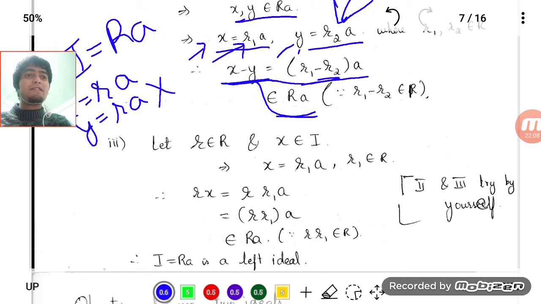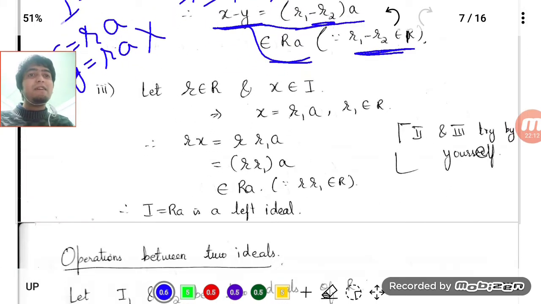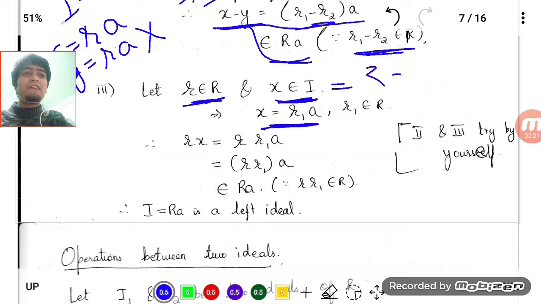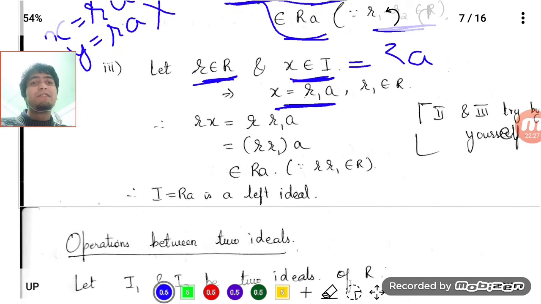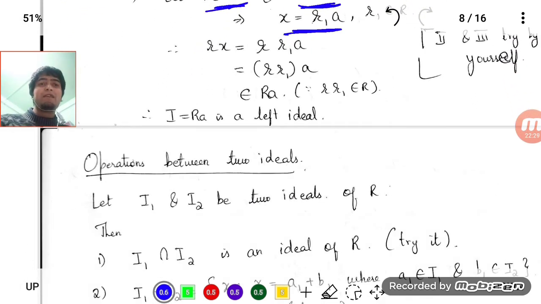Because R1 minus R2 belongs to R. Condition 3 is again very simple. r belongs to R and x belongs to I. Because x belongs to I and I is equal to RA, x will be equal to r1A. So rx, just follow the steps, you will get this. This is how we can construct a left ideal.